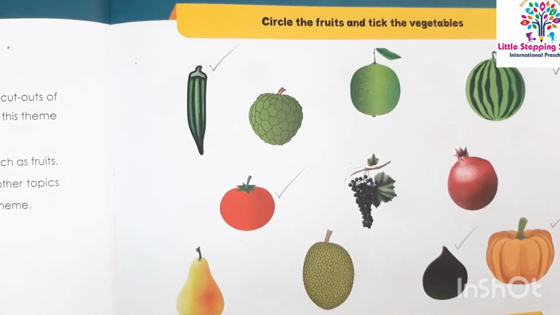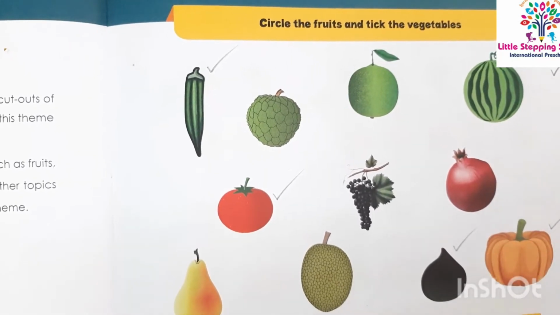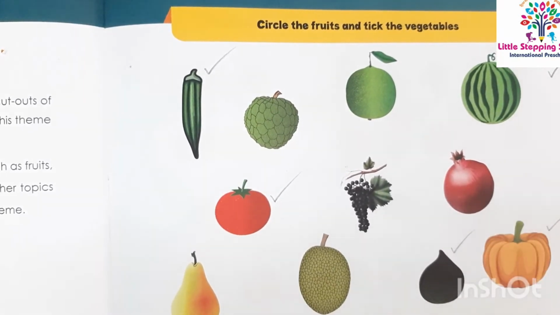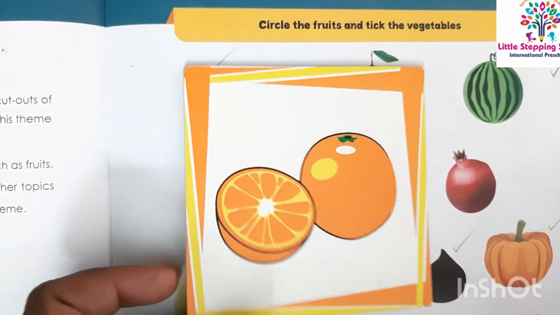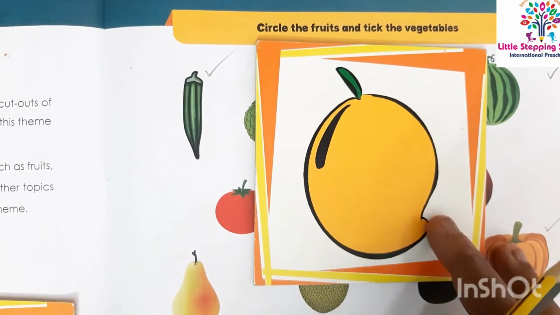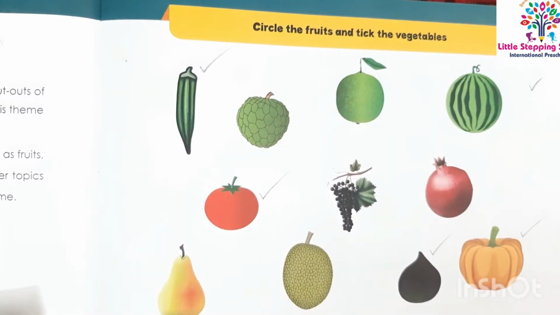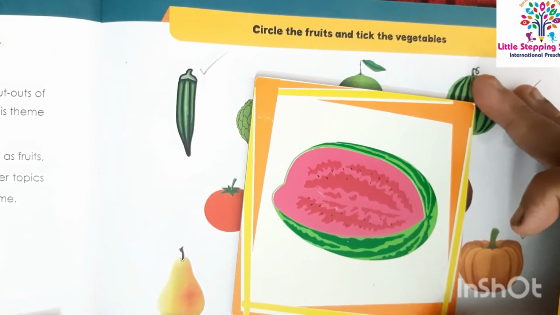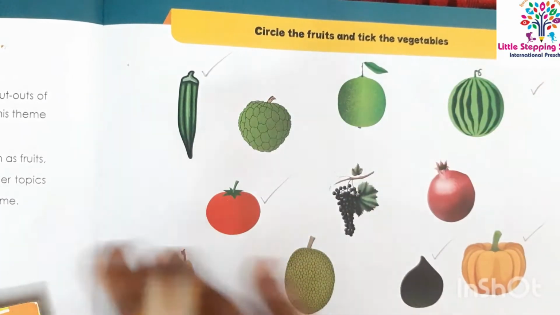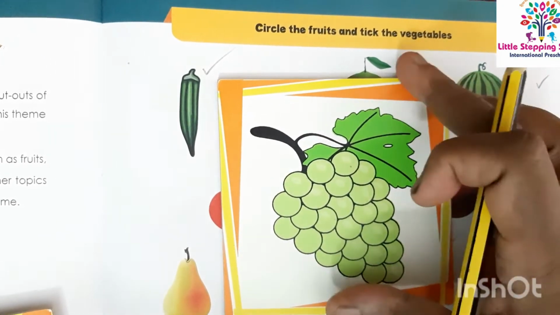Okay. Now let's circle the fruits here. Let's see some of the fruits and circle them. This is an orange. This is a fruit. This is a mango. This is a fruit. This is a watermelon. This is a fruit. This is grapes. This is a fruit.